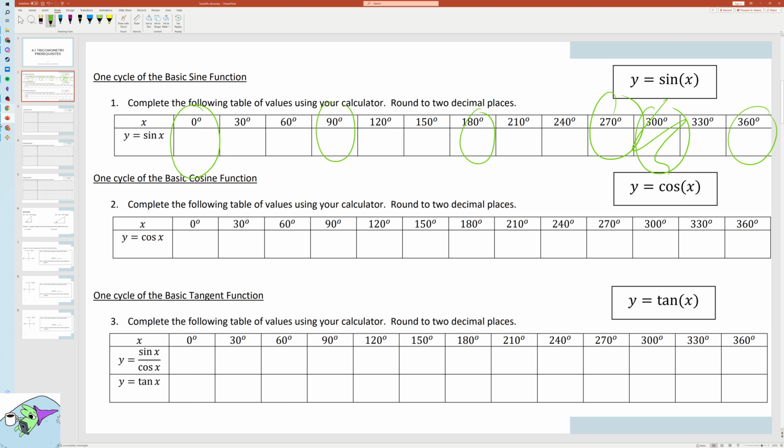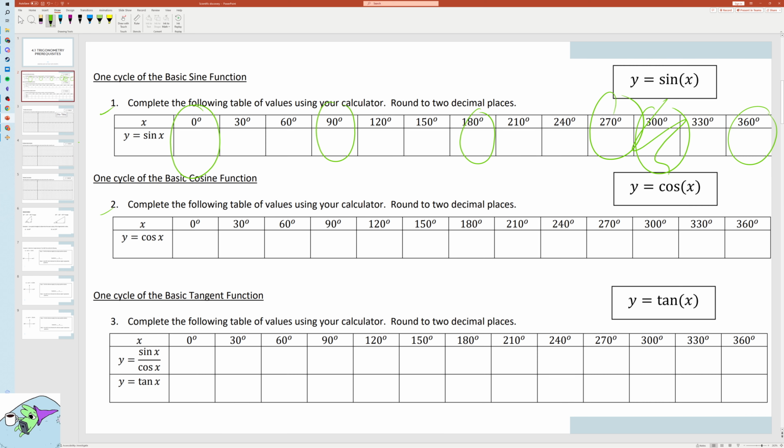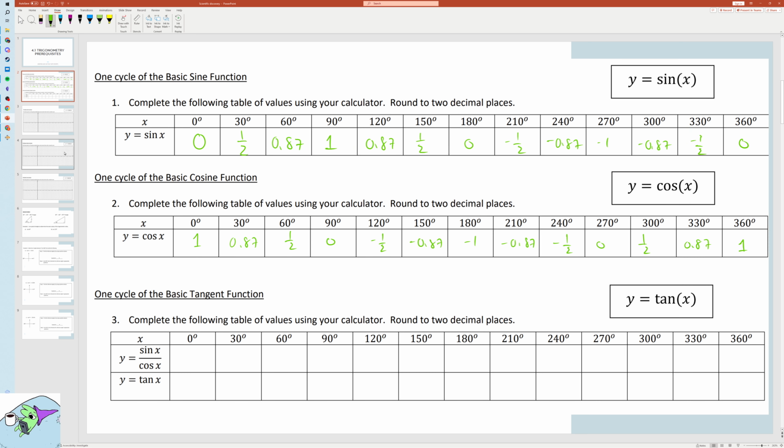So pause the video. I want you to try out 1 and 2 on your own. Complete the tables, and if you want, graph them accordingly. We'll pause a little bit because tangent's slightly different. Okay, so pause the video, try it out. Okay, and hopefully you had some success there, literally just plugging into a calculator at this point.